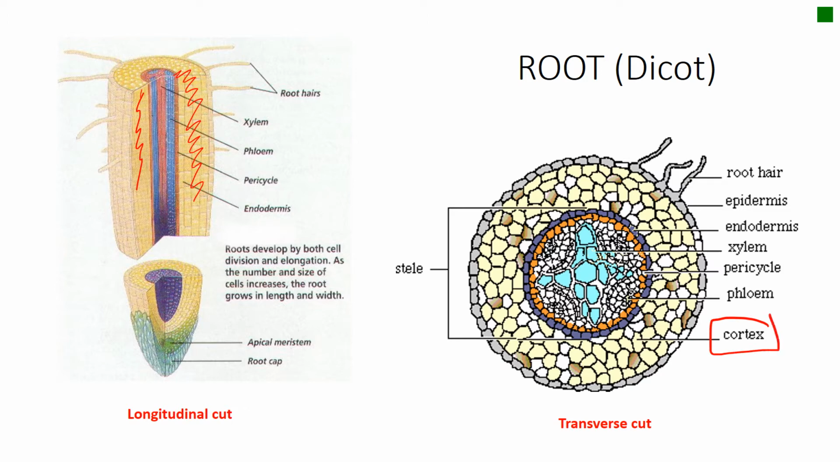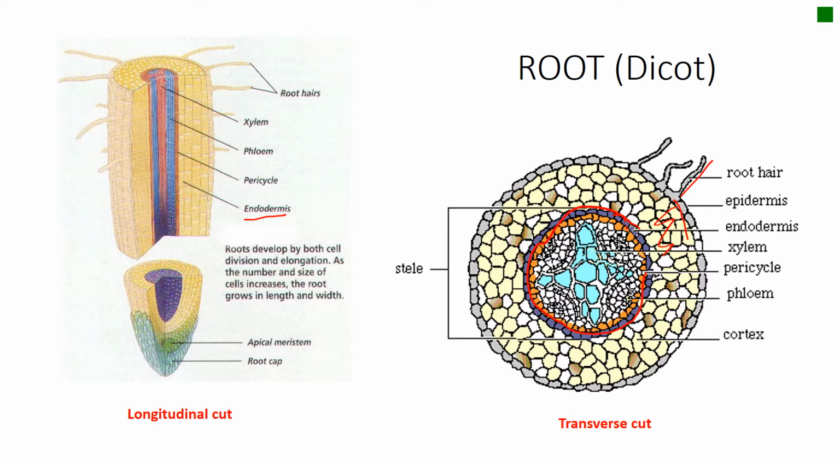So it is not labeled here, but in the transverse cut or the cross section, you can see that these are the cortex. And then after that, you will see another layer, which is this, the red one. That's what we call the endodermis, right? The endodermis. Now, in the cross section, you can see the endodermis as here is the endodermis. Okay, the root hair, epidermis, cortex, and the endodermis.